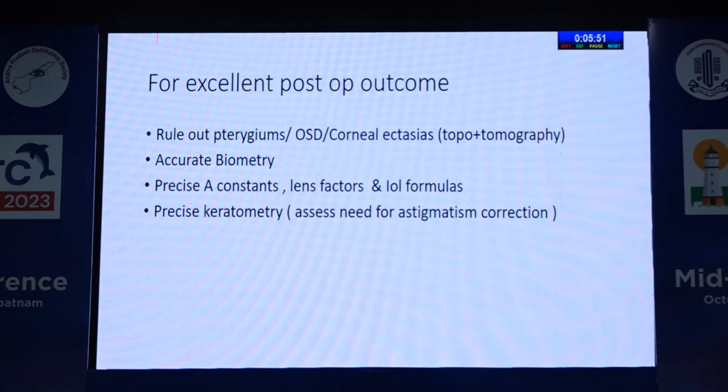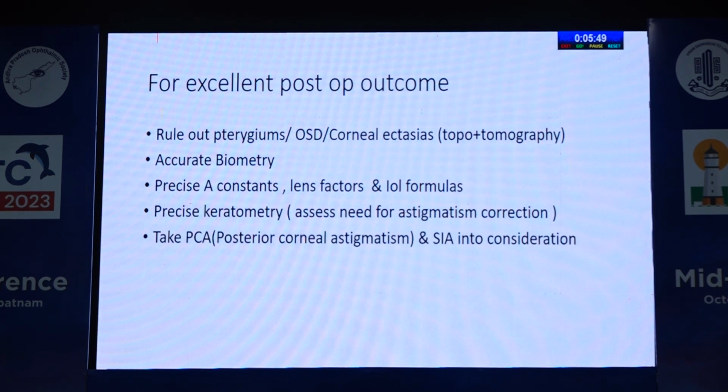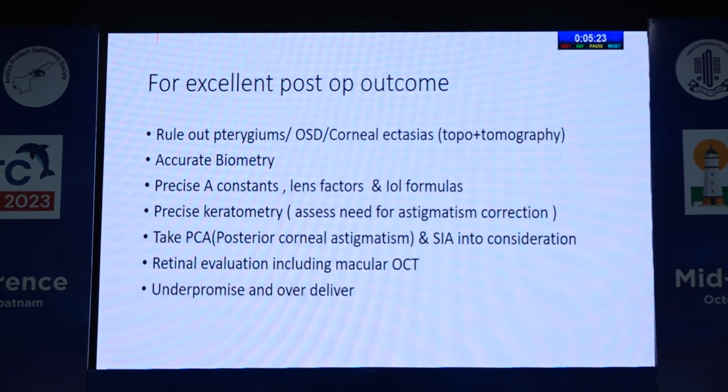Precise keratometry. For spherical correction, always use the optical biometer. But for axis and the corneal diopters, use either keratometry, topography, or even image guided systems, or optical biometers are also okay. Always take your PCA, that is posterior corneal astigmatism, into consideration, and also your SIA, surgically induced astigmatism, into consideration. And always see that the patient will have a good vision before you go for any premium IOLs.